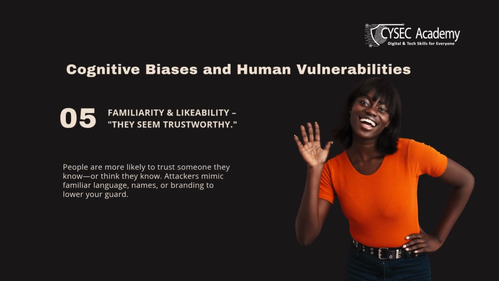5. Familiarity and likability: they seem trustworthy. People are more likely to trust someone they know or think they know. Attackers mimic familiar language, names, or branding to lower your guard. For example, an email begins with, "Hi Janet, hope your Monday is going well. I loved the presentation you gave last week. Can you help me with..." Why this works is because compliments and personal touches disarm suspicion. You feel flattered and relaxed. What you need to do: don't let charm override caution. If something feels off, verify it.